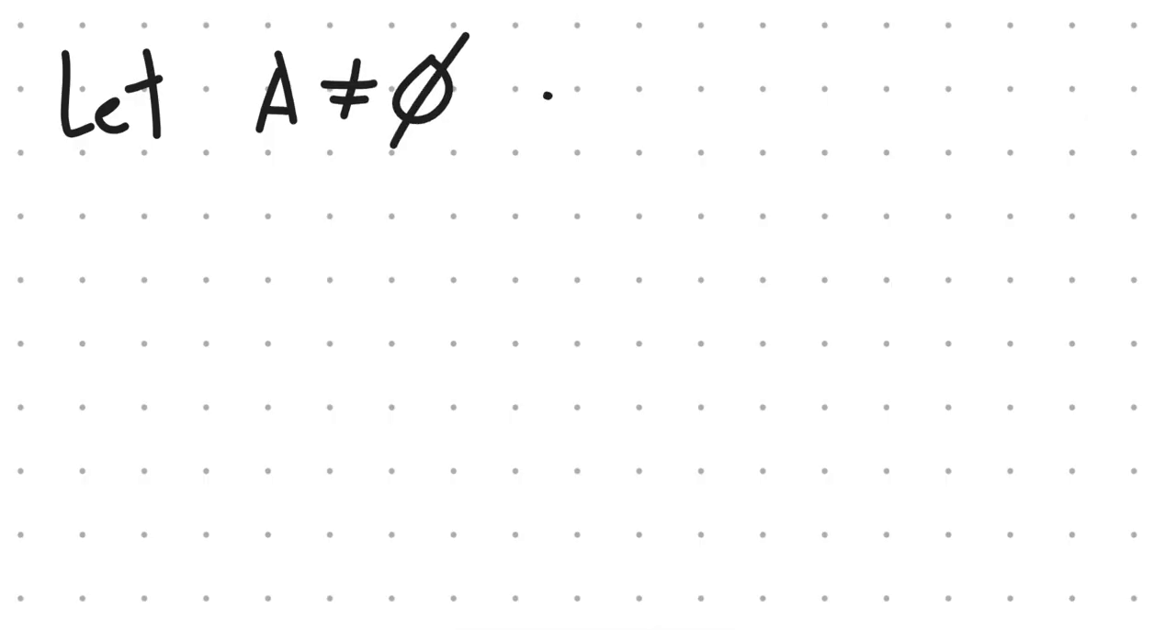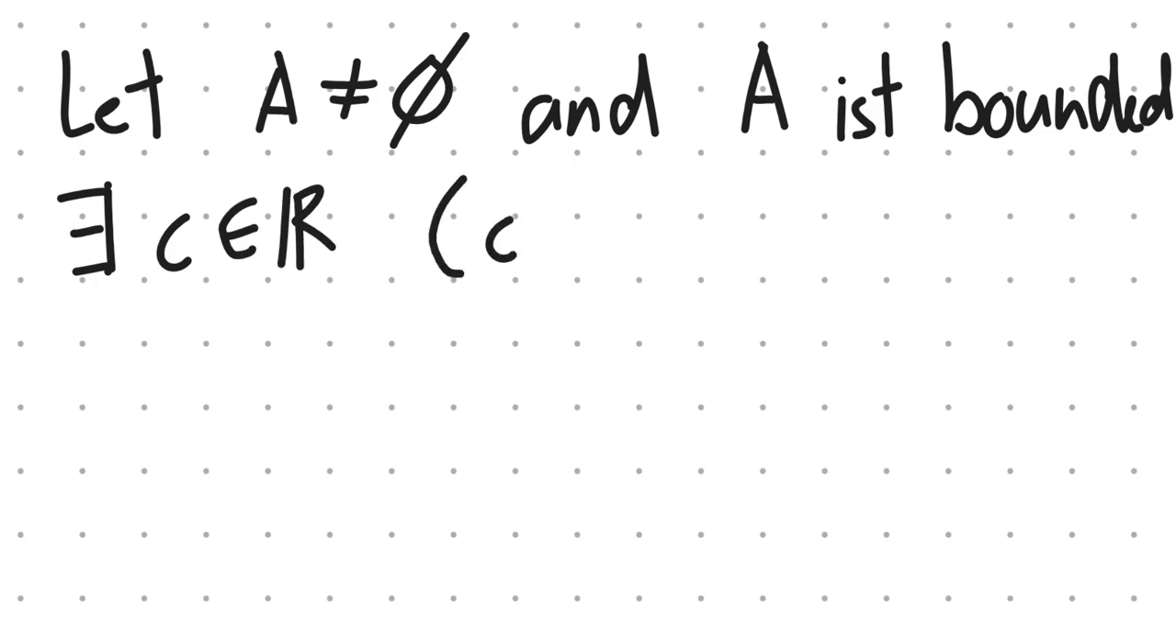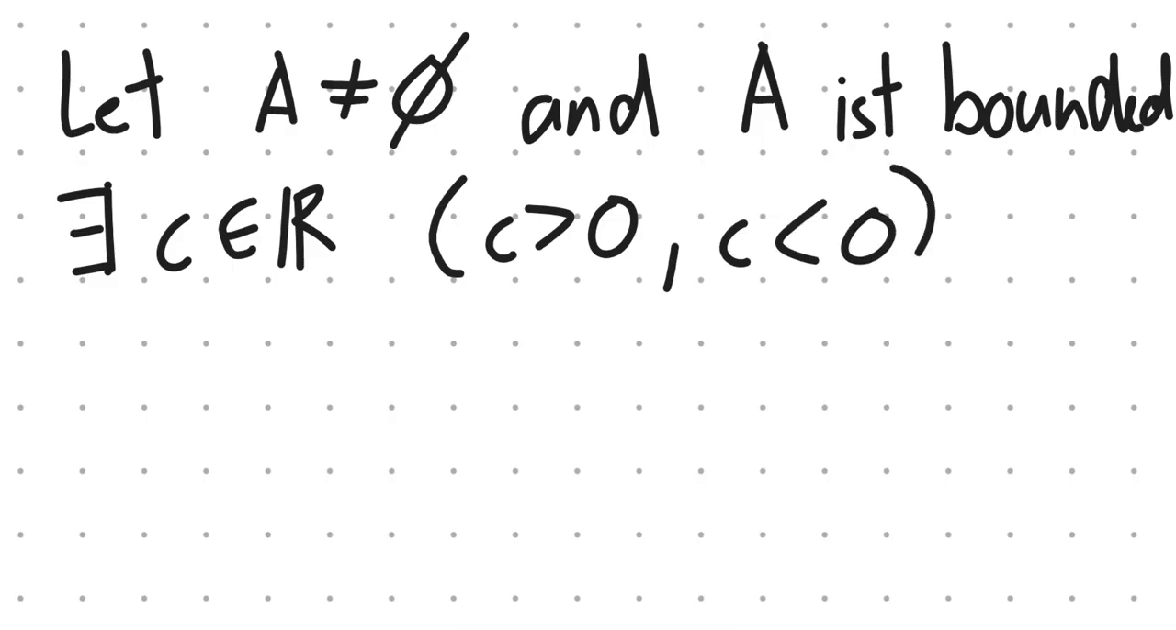Let's first define what A is. Let A be a set which is not empty, and A is bounded. So A should be bounded by numbers. We state that there exists a C in the real numbers. We have to take into consideration whether C is bigger than 0 or smaller than 0. I'm going to do it for C bigger than 0, and you guys can prove it for C smaller than 0, which is just the analog: change the signs, etc.